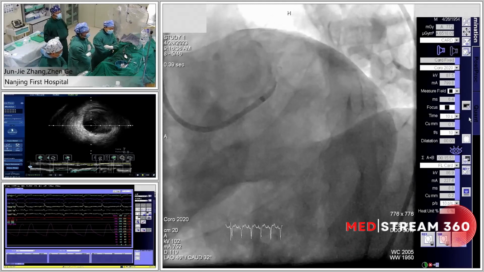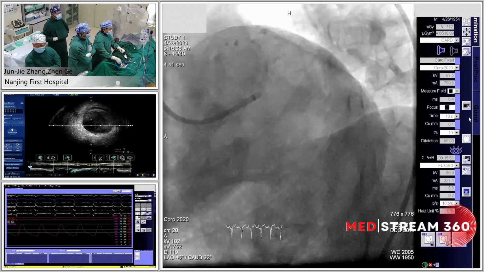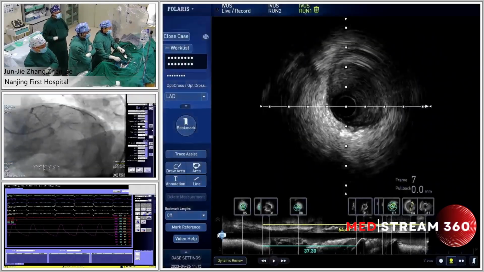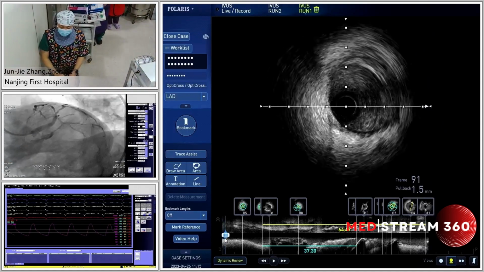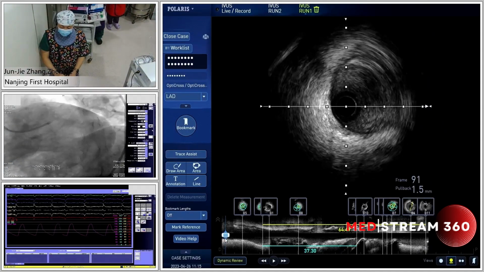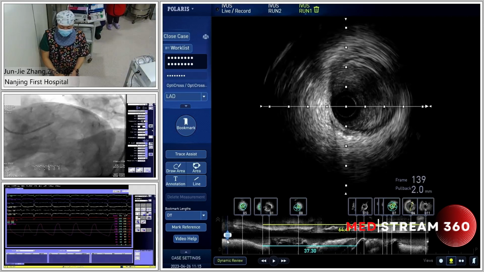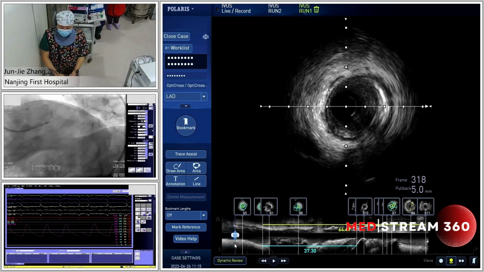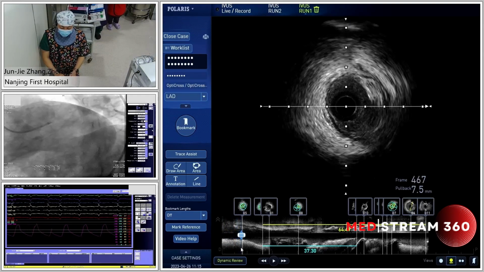Dr. Pan, can you show the IVUS imaging? Okay, let me show the IVUS imaging. The first one, we check IVUS from the distal LAD to left main. This point is the distal LAD, and here the vessel is not normal. Then go back, we can see eccentric plaque. Then go on pulling back, we can see the plaque area is more and more larger.